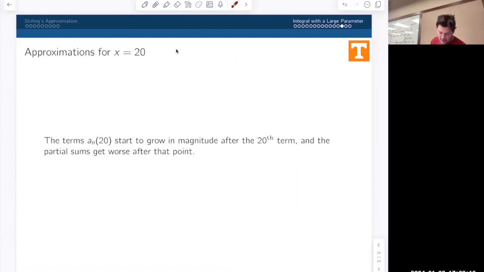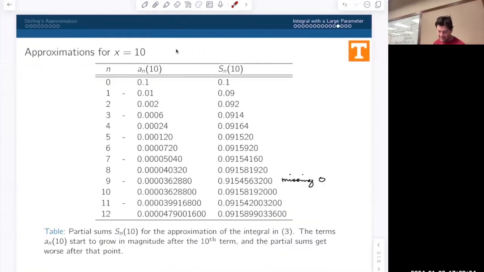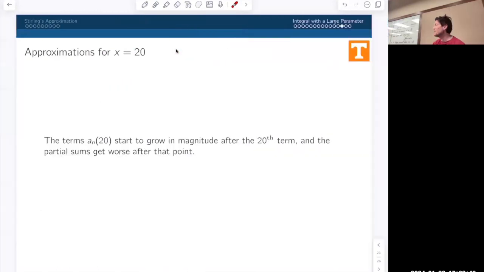If we do the same thing for x equals 20, now x is larger, okay? Here's an interesting fact: after the 20th term, that is, whenever n is equal to 20, the an values start to get larger. So roughly speaking, for x equals 10, things started getting larger after n equals 10. So n equals 11, it's larger. The same trend you can show for the approximations involving x equals 20. At some point, you can't do any better in that series. So the question is: is this series useless?